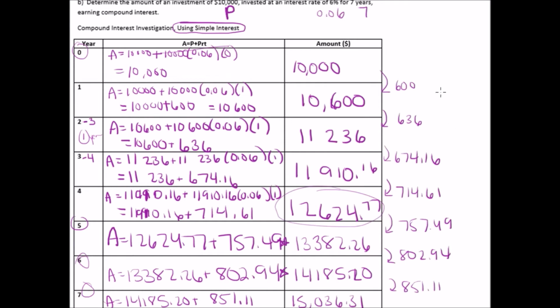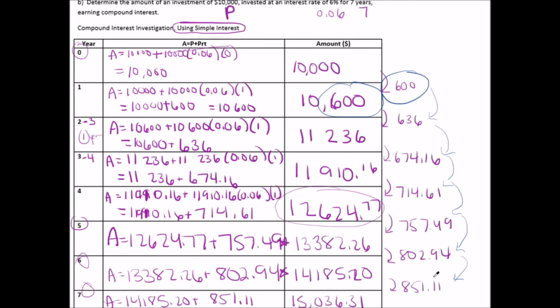So as you can see, the interest for simple interest was $600 per year, no matter what. However, the interest made when we're doing compounded. So what we did here is we did a little investigation. We used simple interest every single year, but when it paid us the simple interest out, we then made interest on that interest. And it got bigger and bigger and bigger.